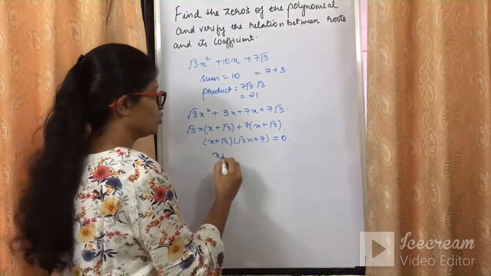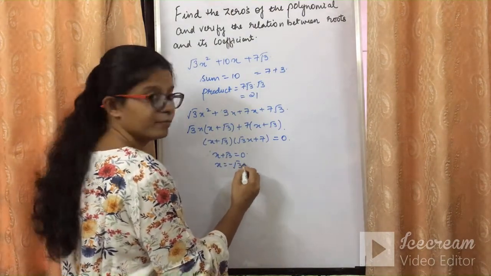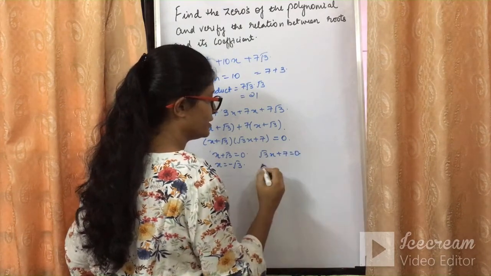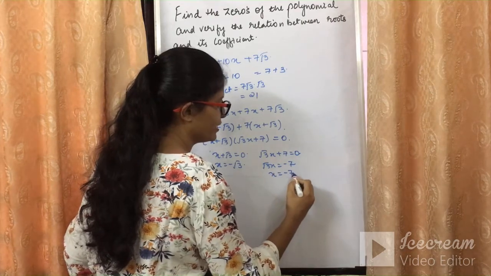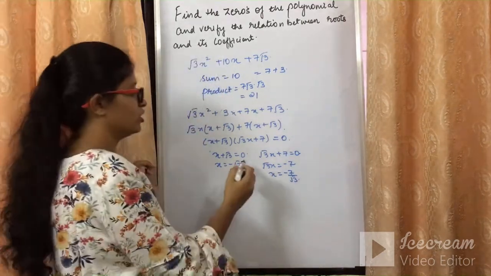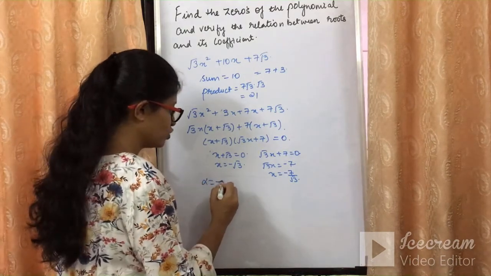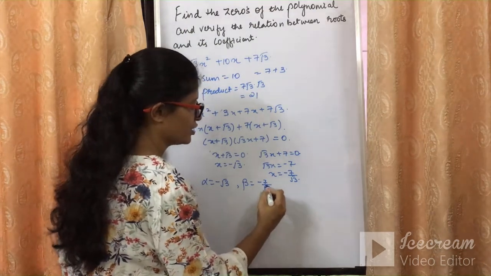And if x plus root 3 is equal to 0, we can say that x is equal to minus root 3. And root 3x plus 7 is equal to 0. So we can say root 3x is equal to minus 7, whereas x is equal to minus 7 upon root 3. So this one will be alpha and one would be beta. So alpha is minus root 3 and beta is equal to minus 7 upon root 3. You can write vice versa also.